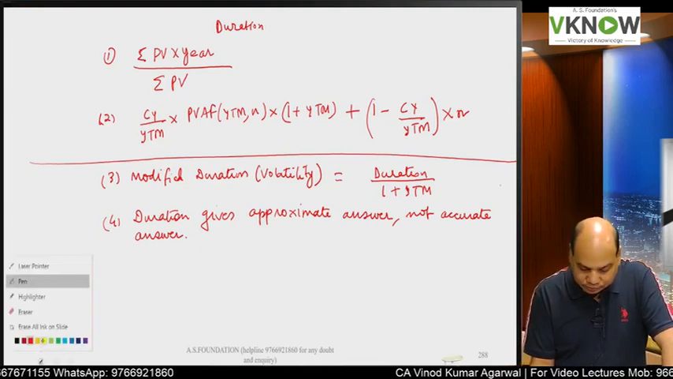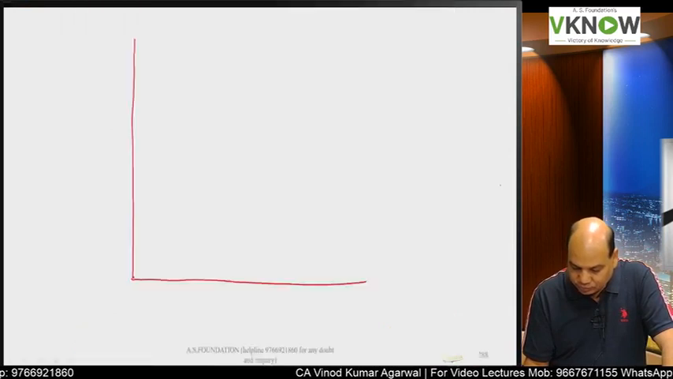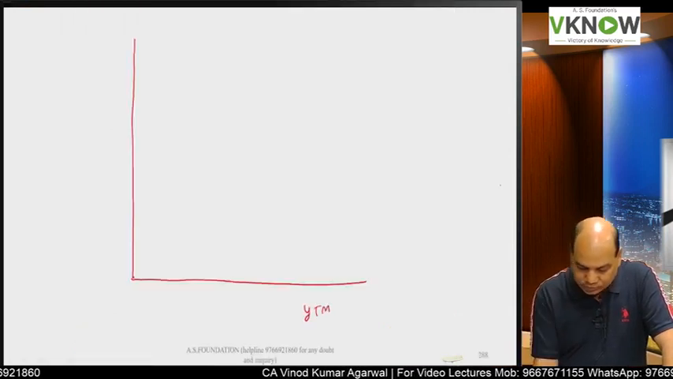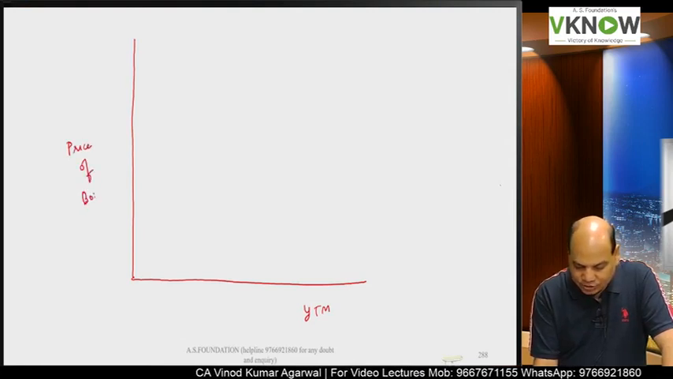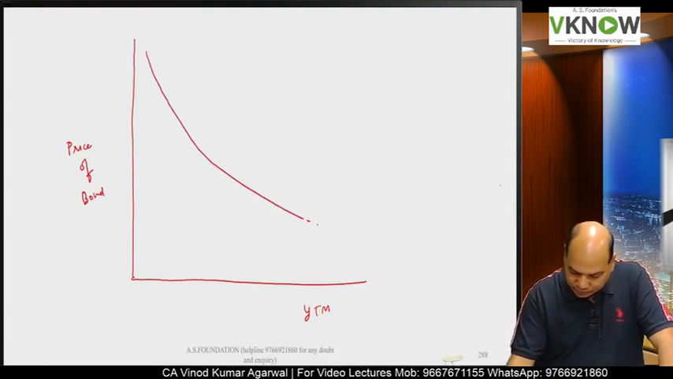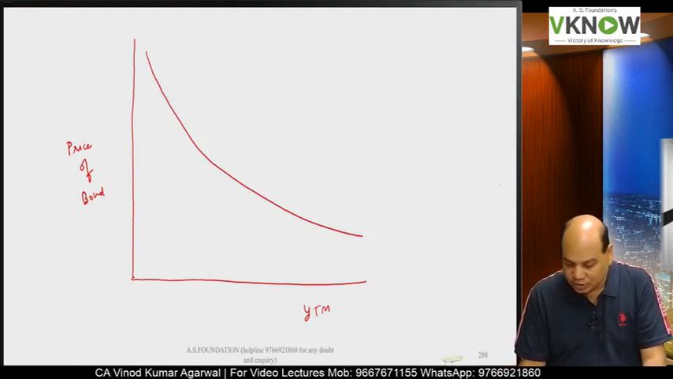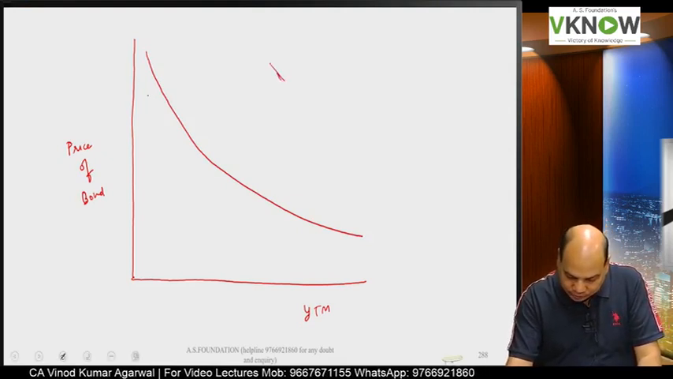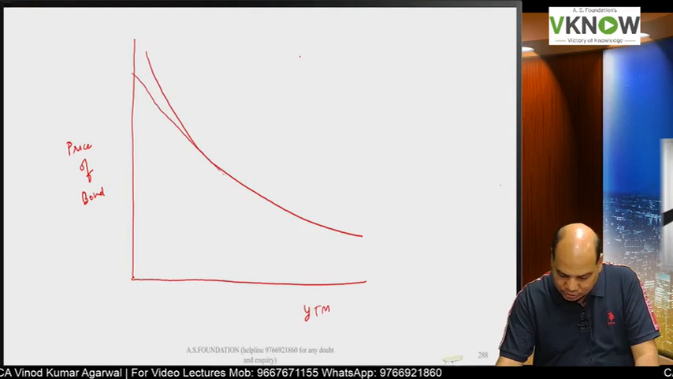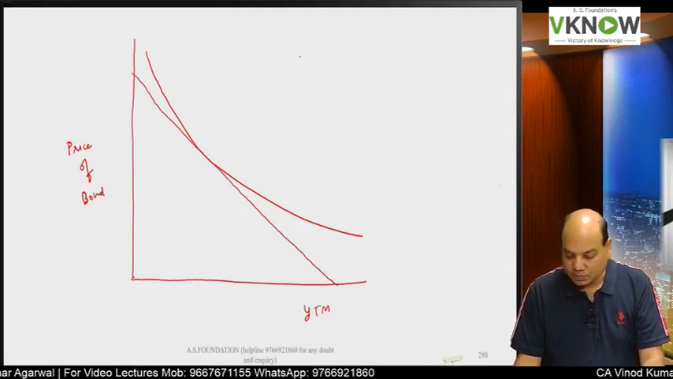So understand, if you look at the relationship between YTM and the price of the bond, the relationship is a curve, not a straight line. But what does duration assume? Duration assumes that there is a linear relationship between the YTM and the price of the bond. So there is a problem.